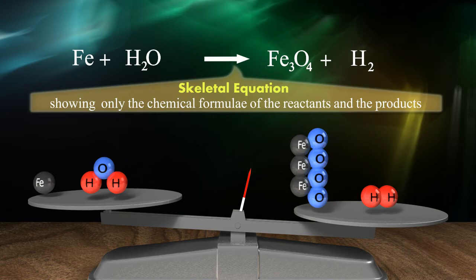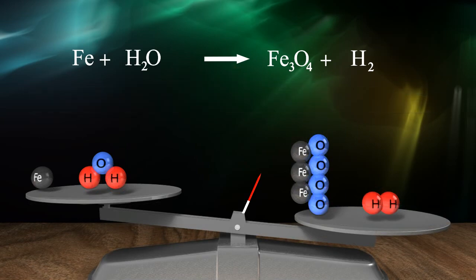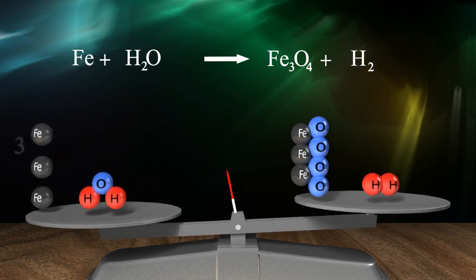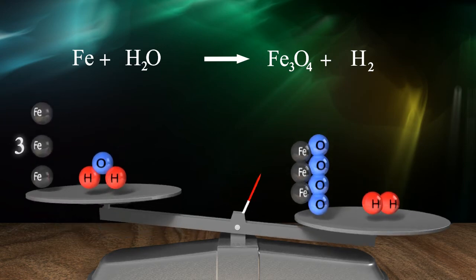This skeletal equation is required to be balanced by equalizing the number of atoms for each element on both the sides. To start with, the compound having the largest number of atoms, that is, the Fe3O4 molecule from the product side, is considered. It has 3 Fe atoms on the product side. It means in the actual reaction, not 1 but 3 Fe atoms must have reacted to form Fe3O4.